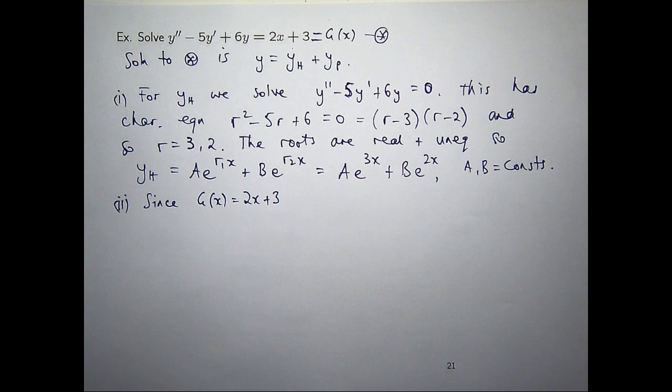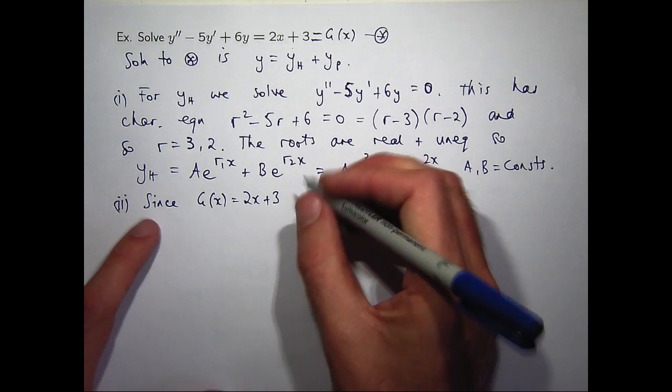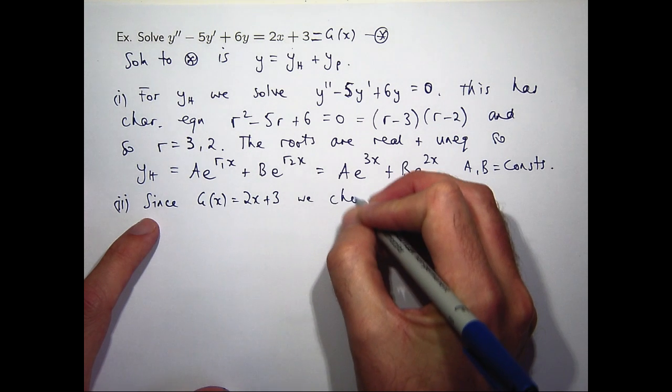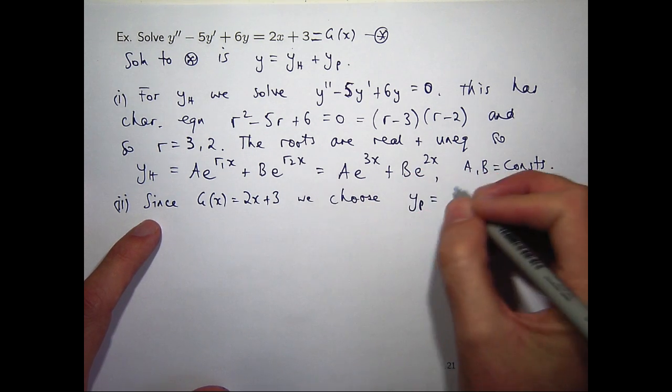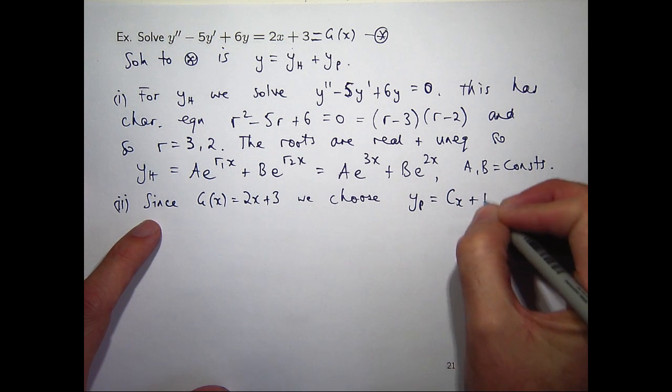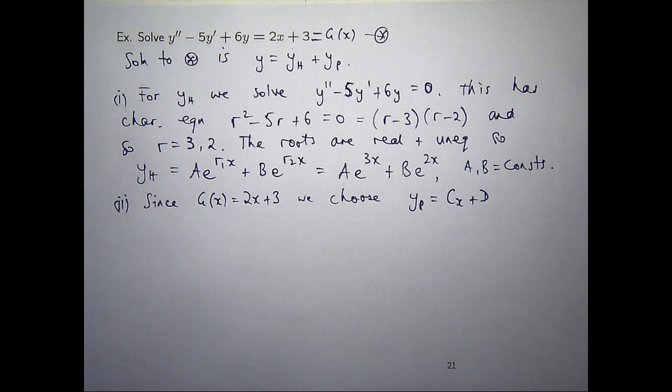This is like a first degree polynomial, 2x plus 3, just some sort of linear type function. Let's choose y sub p to be of the same form. Okay, let's say cx plus d, where c and d are just constants that we want to determine.